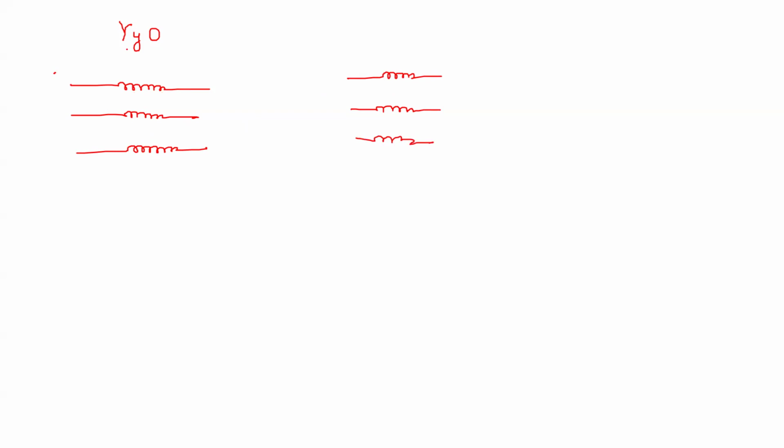Now we have to connect them in star. So I will name some things. Okay, so this is A1, this is A2, this is B1, this is B2, this is C1, this is C2. Similarly here also, this is A2, A1, B2, B1, C2, C1.